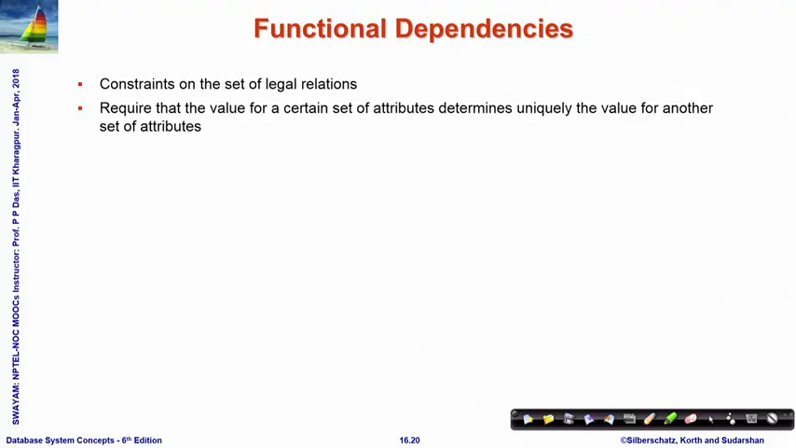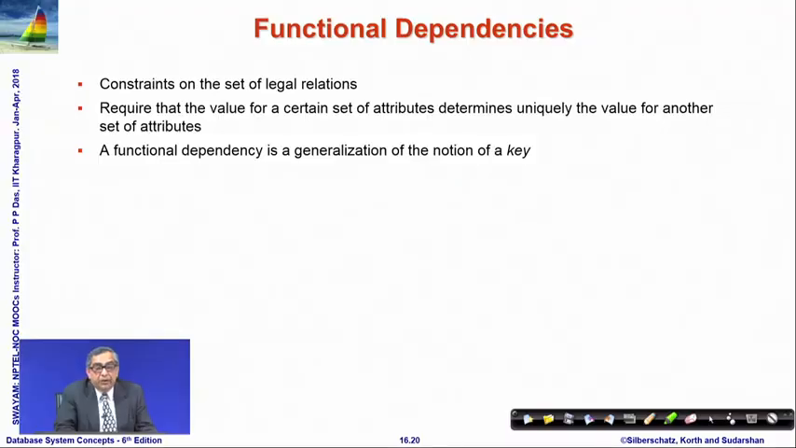So, here we need that the value of a certain set of attributes uniquely determines the value of another set of attributes. So, if I know the value of 3 attributes, I should be able to say that the values of the other 4 attributes would be fixed. You have already seen this notion in terms of key or super key.